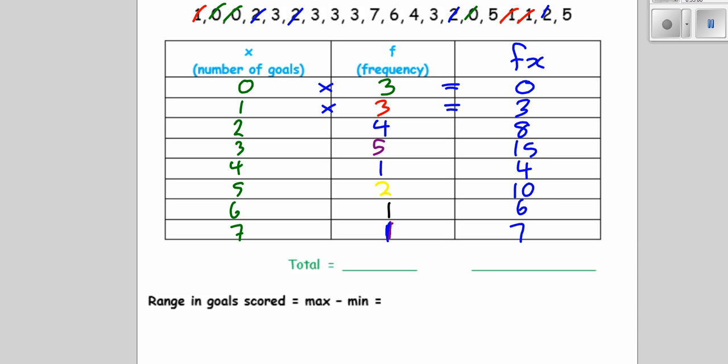0, 3, 8. What's that total frequency? 20. It's 20? And 15, 3. What's that total?